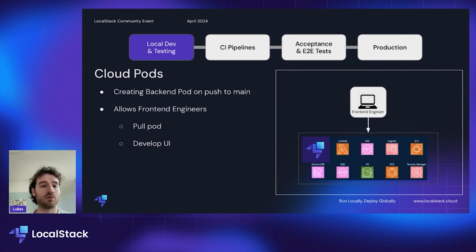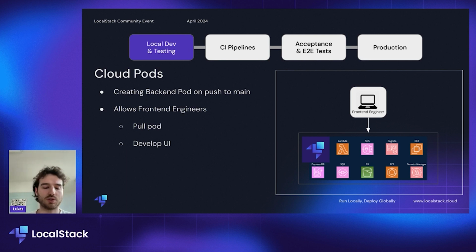And last but not least, for local dev and testing, we also make use of our Cloud Pods. So what we have in the backend repository on GitHub is an action that creates a pod on each push to main. And for those unfamiliar with pods, pods basically take a snapshot of the state of LocalStack and persist it in our storage backend. So for our backend, for example, we take a snapshot of the state, which is the whole infrastructure that's deployed. And our front-end engineers can just pull that pod, deploy it onto LocalStack, and just focus on developing the UI.